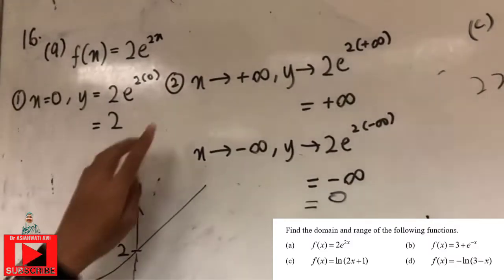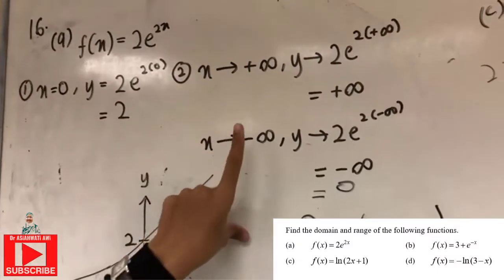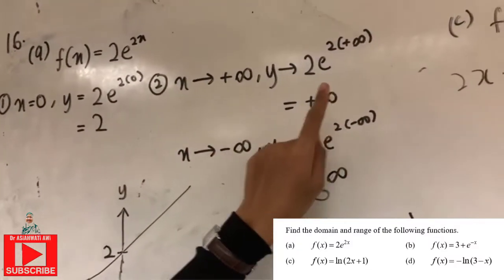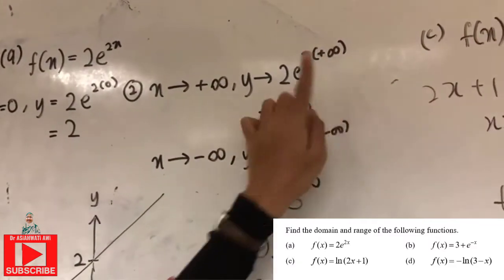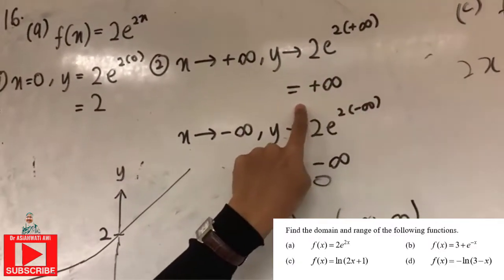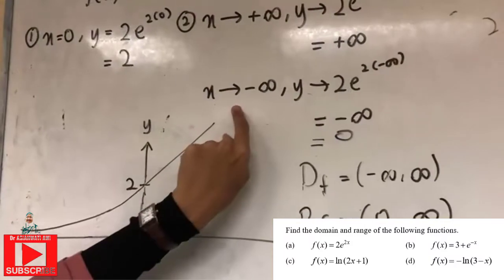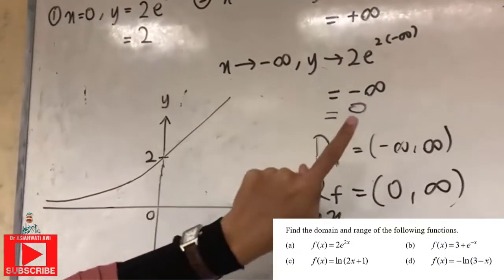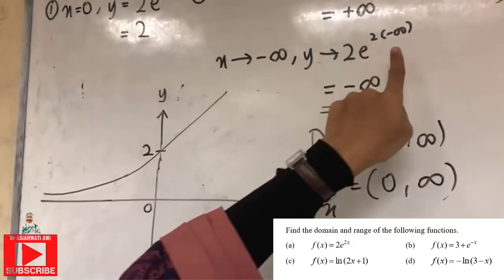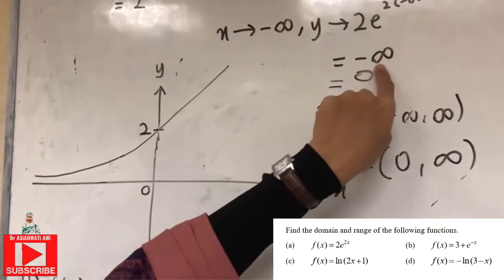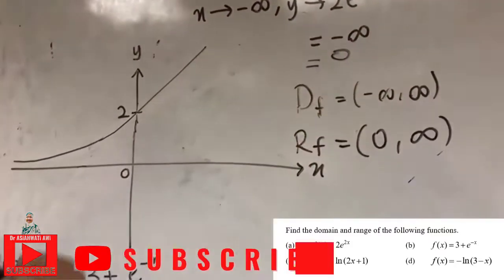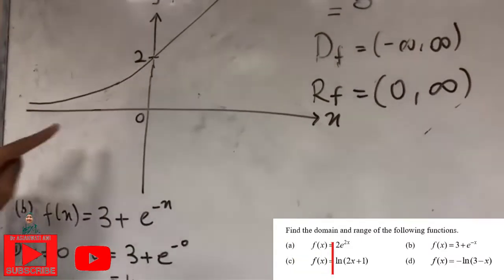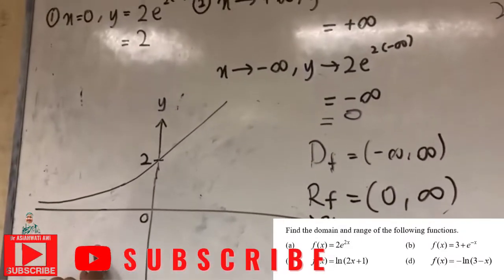Lepas tu yang kedua kita buat x bila menghampiri positif infinity, kita gantikan nilai x tu dengan positif infinity, kita akan dapat y tu positif infinity. Bila x menghampiri negatif infinity, kita ganti nilai x dengan negatif infinity, kita akan dapat y tu kosong. Lepas tu kita lukis graf, kita akan dapat macam ni.